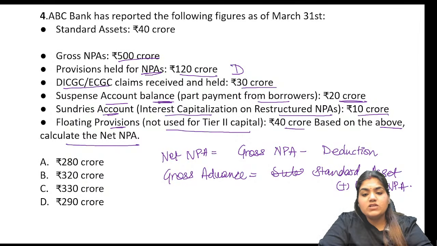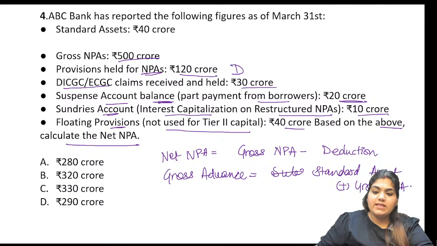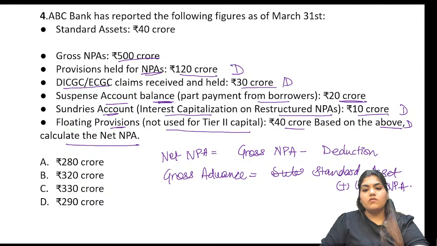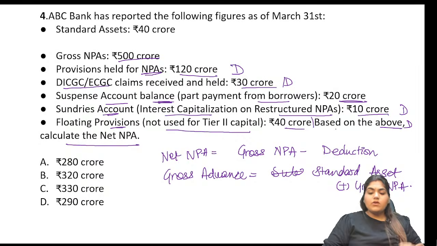Provisions held in the case of NPA, so this is a deduction. The next is DICGC claim received and held pending. They are pending, so this is a deduction. Then part payment received from the suspense account and balance of the sundry account is also a deduction. And the floating provisions are also deductions.